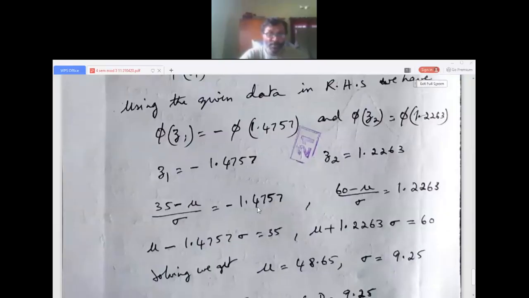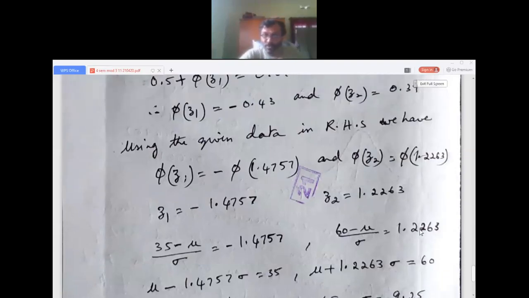Here you cross multiply, that is 35 minus mu equals minus 1.4757 into sigma. Bring mu to the other side, so you get 35 equals mu minus 1.4757 into sigma. Very clear, you got one equation. Coming to this, cross multiply 1.2263 into sigma, bring mu to one side. So 60 equals mu plus 1.2263 into sigma.